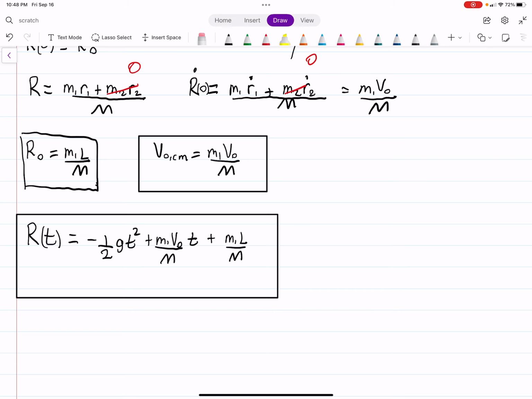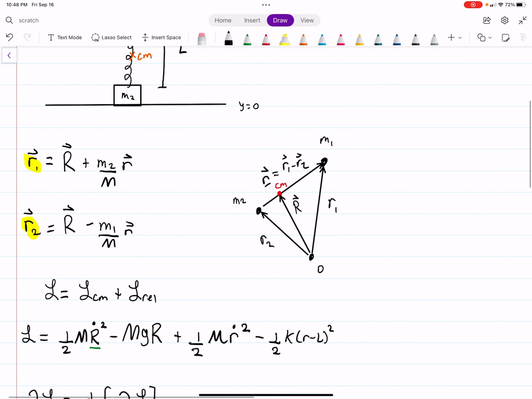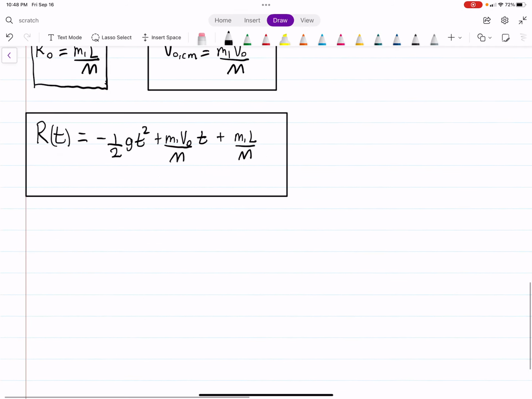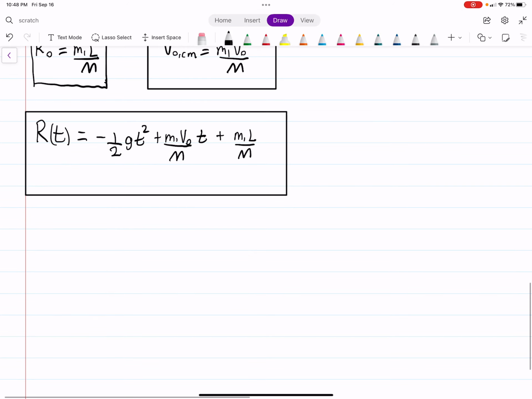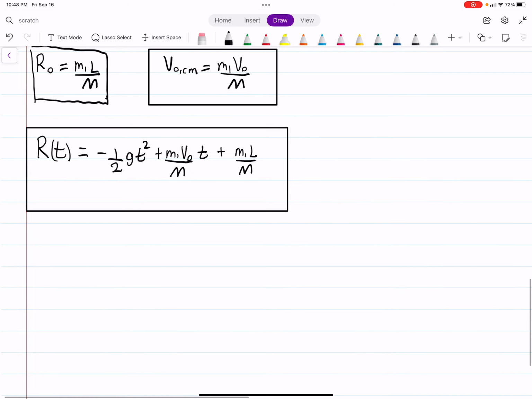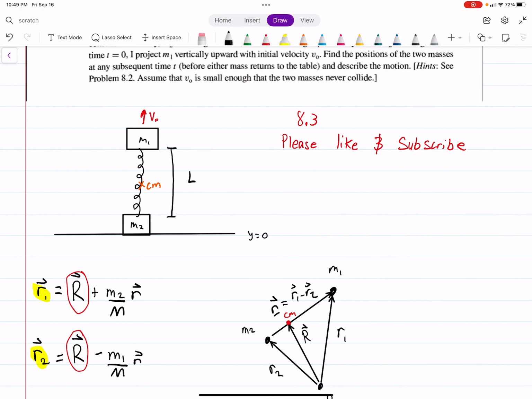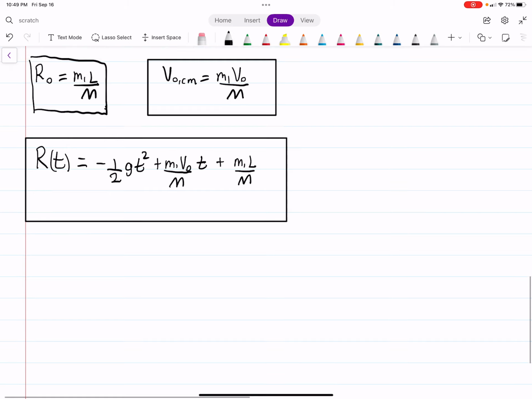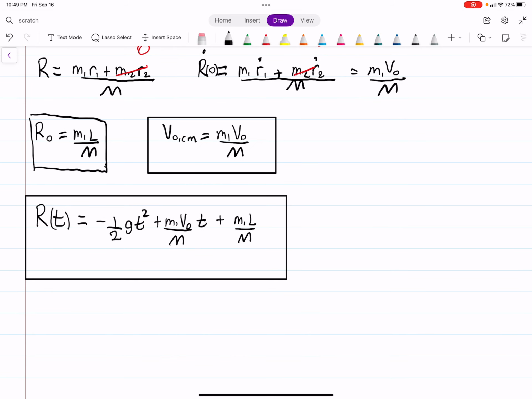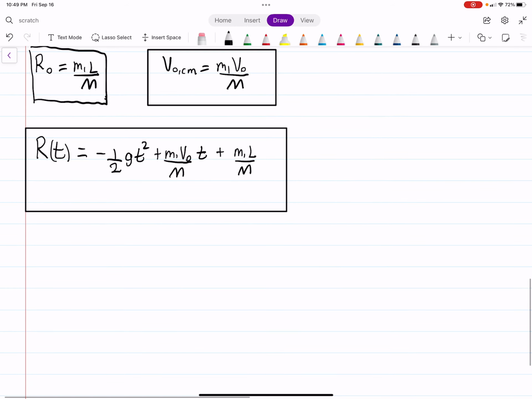Okay. So we have this, and this is necessary because we can see R comes up here. And what is this telling us? Well, essentially, if you give us some time, I can tell you where the center of mass of this system is, which is pretty cool. That's actually quite impressive. So at some time t, you know where the center of mass is. But that was just one of the two differential equations we could solve for with the Euler Lagrangian.